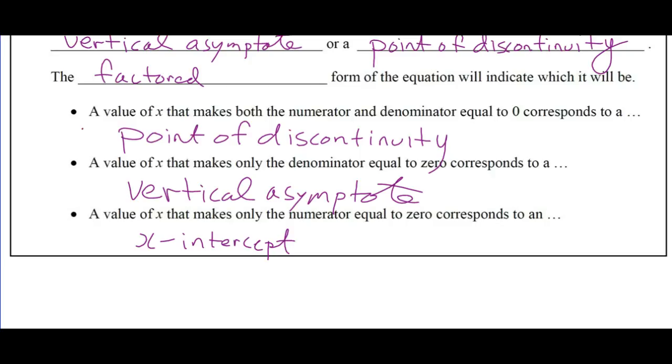If it makes both 0, it's a point discontinuity, and if it makes only the denominator 0, it's a vertical asymptote. Okay? So zeros all around. Numerator only being 0, it's an x-intercept. Numerator and denominator, point discontinuity. Only the denominator, vertical asymptote.